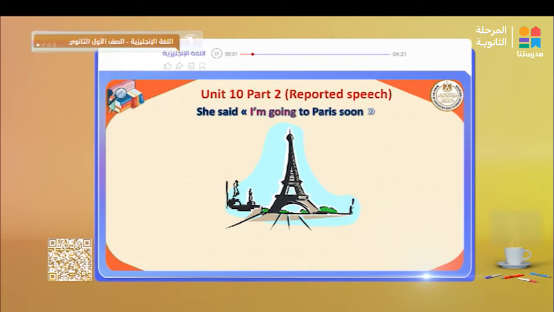Now look at these sentences describing the pictures and change them into reported speech. She said, I am going to Paris soon. How can we change this sentence? We're going to say, she said that she was going to Paris soon. Notice here that I am going is changed into she was going. She said she was going. We can add that and we can omit it. So it's optional to use that.